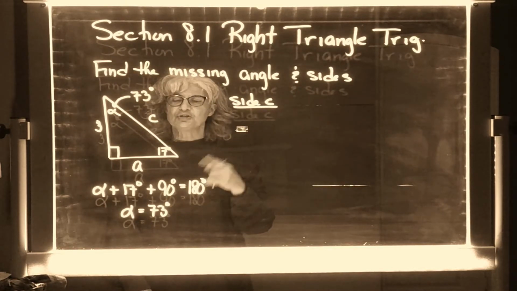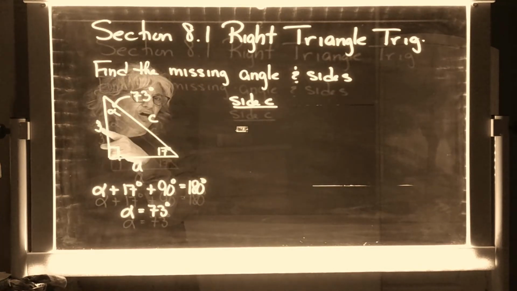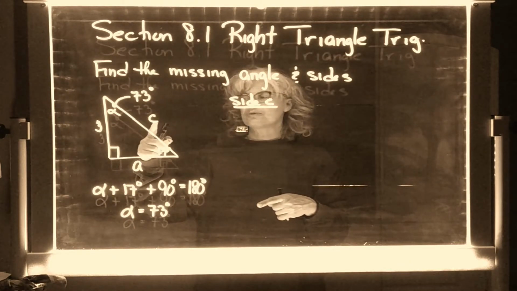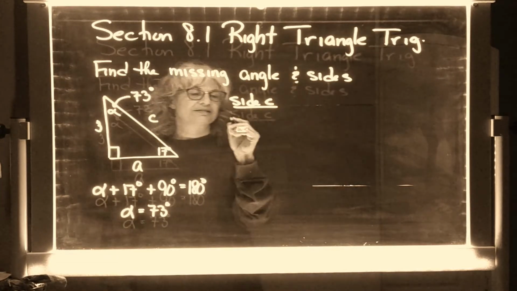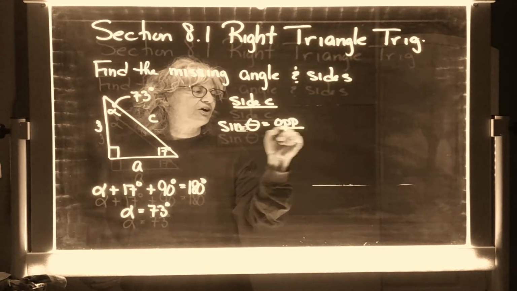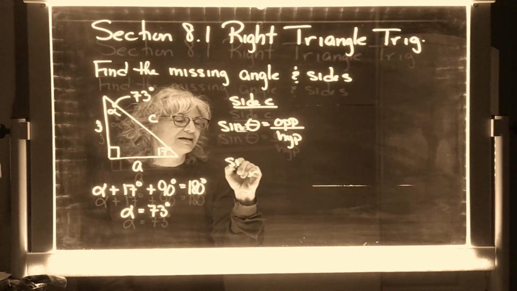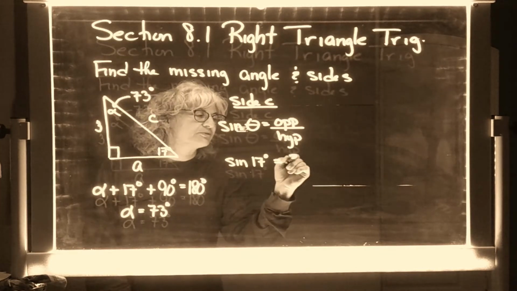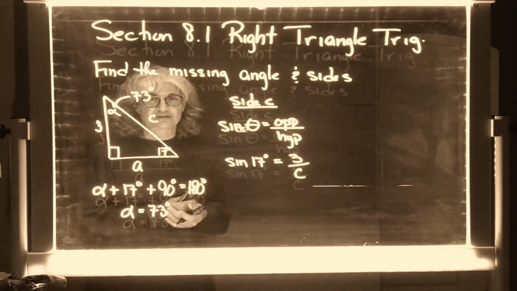Do you agree? So now let's think about it. I've got an angle, and I know the side opposite the angle, and I'm looking for the hypotenuse. So I'm dealing with an opposite side and a hypotenuse. Which trig function is that? Good, sine, because the sine of an angle is equal to the opposite side over the hypotenuse. So in this case, I would have the sine of 17 degrees would be equal to 3, which is the opposite side, over C, which is my hypotenuse and the side I'm looking for.